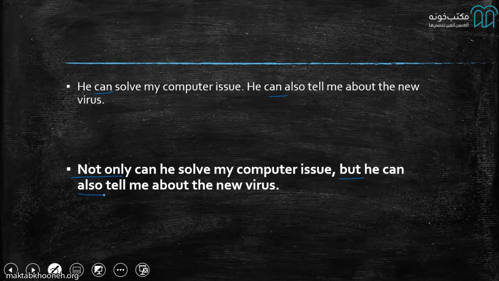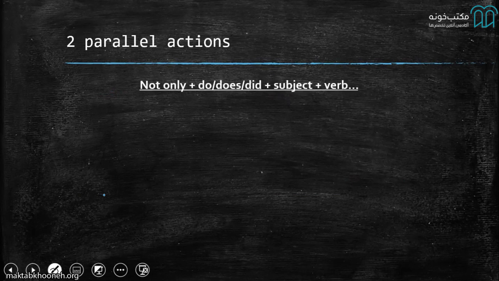You can't just add not only but also and connect the two sentences because it will be grammatically incorrect. So there is a specific way that you need to work with the structure. And I'm going to show you right now. So if we're just talking about two parallel actions, and we don't have can or could or anything like that, just two actions, it would be not only plus do, does, or did plus subject plus verb. So like this, not only do I read every day. So this is for that first action, right?